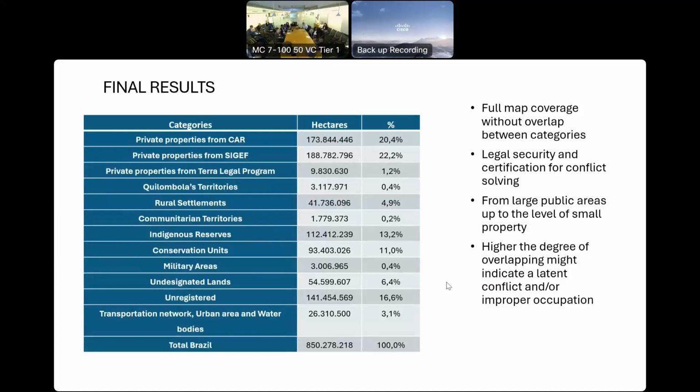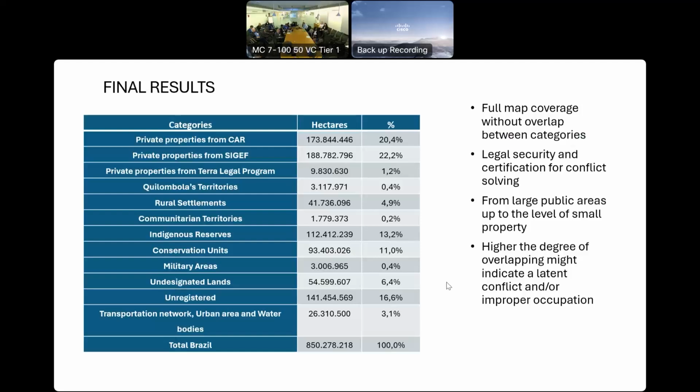From all that, for me, the most important was to have an idea of what we really have. We talked about 850 million hectares in the country. And then, what is the reality? So we have private properties from CAR, and we took away the overlappings, we took away all that was possible. And this is what we came to, properties in CGF. So 22% is, let's say, private properties, and private properties from CAR, from Terra Legal, the Quilombolas, and so on.